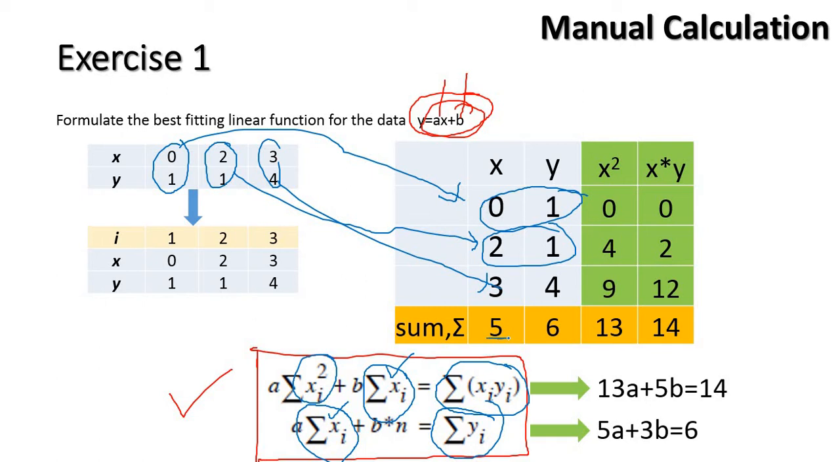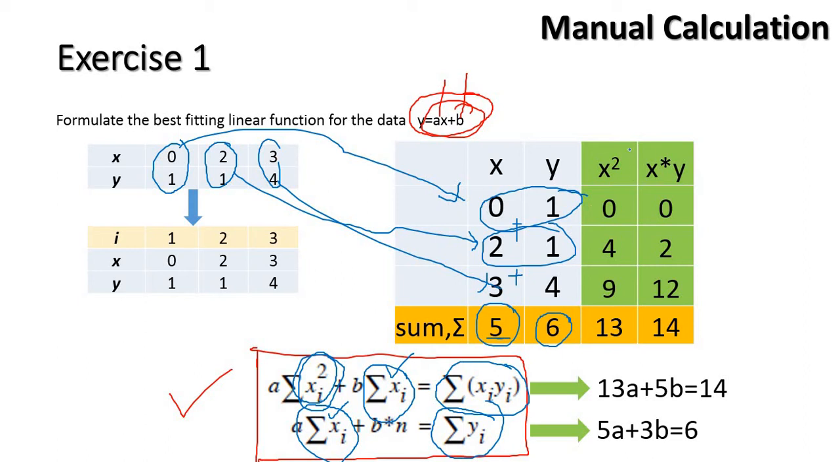So find the sum. How to do this? Just 0 plus 2 plus 3, so you will have 5. For the summation of y, you just do 1 plus 1 plus 4, so you will have 6 here.